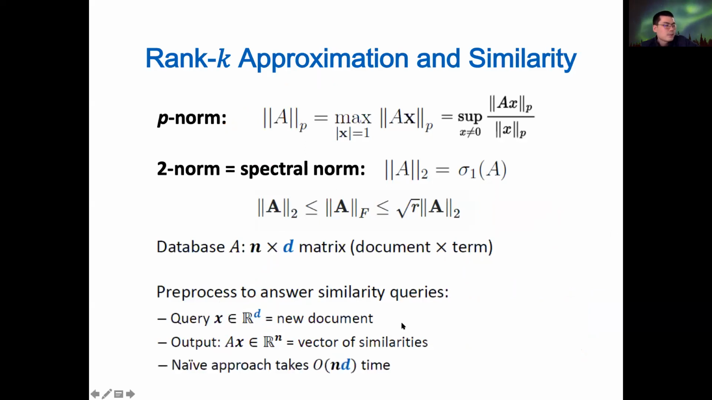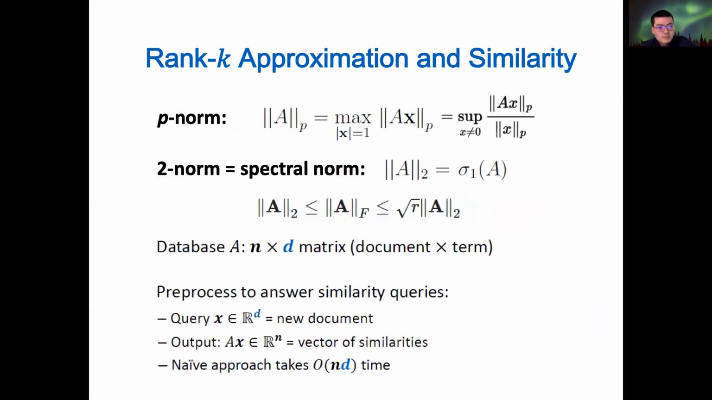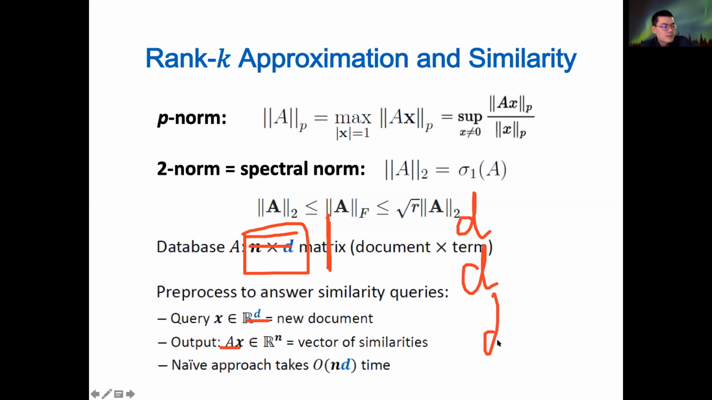So this is the problem we are looking at. A naive approach to do this computation will take nd time. This is very simple to see. A is n by d, and you have a column vector of d dimensions. So this product is d by d, so the cost is d. The second row is another d in the product. You have n such rows, so you have n times d. That's the cost.